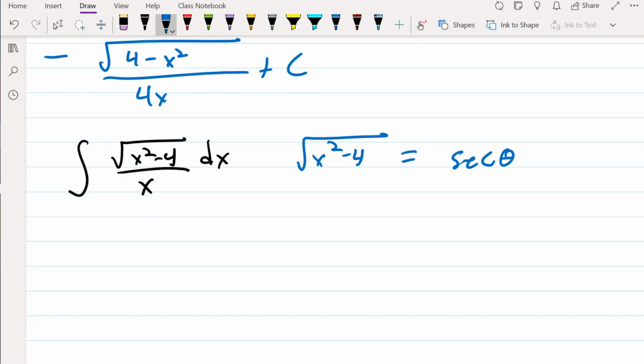Or not equal to, but they're parallel. I guess I'll just put parallel or something. I don't know.